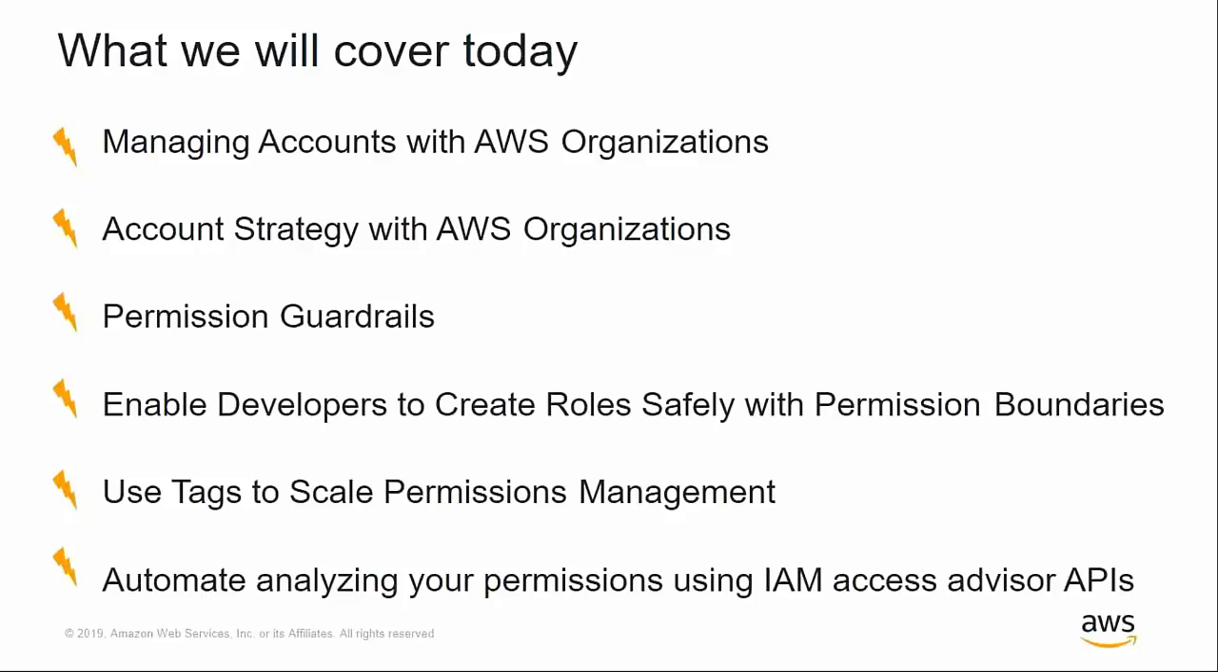Then we'll go into permission guardrails, and I have a very exciting announcement, so please stay tuned for this section. And then we'll do how do you enable developers to create roles with permission boundaries. Permission boundaries was new in 2018. A lot of customers are using it. It's really powerful. And we'll talk about how you can scale permissions management based on tag values, my favorite policy of all time. And then we'll talk about finally dialing in permissions using Access Advisor and really automating those analytics. All right, here we go.